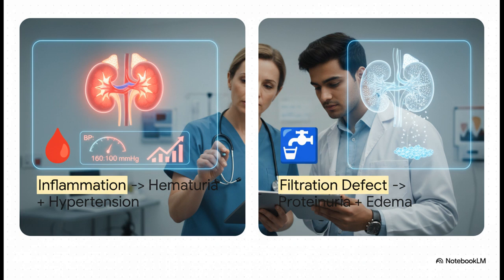On one side, nephritic syndrome is driven by inflammation, and that inflammation leads directly to hematuria, which is blood in the urine, plus hypertension. But on the flip side, nephrotic syndrome is entirely a filtration defect. The filter is broken, and that leads to massive proteinuria, so protein leaking into the urine, which is then followed by severe edema and hyperlipidemia. So just remember, inflammation means bleeding and pressure. A filtration defect means leaking. Keep that rule locked in your mind as we go.